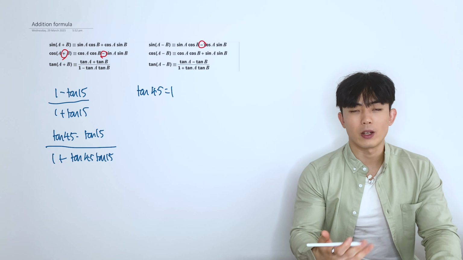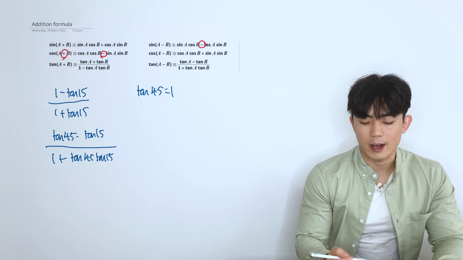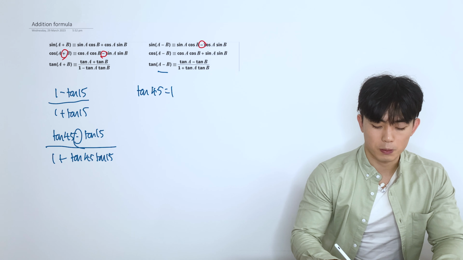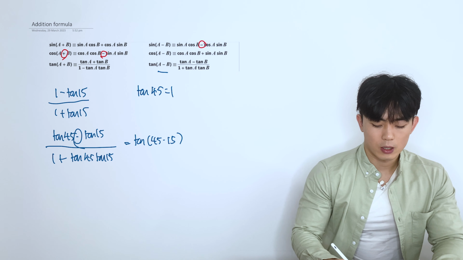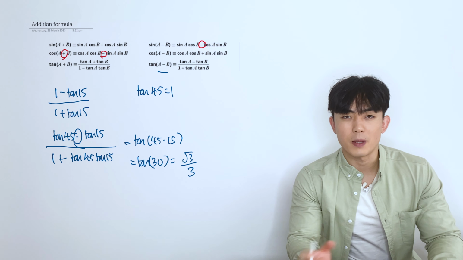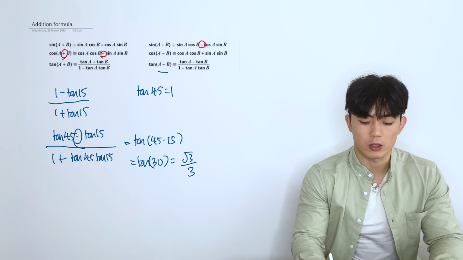Once you've done this, now it looks somewhat similar to the addition formulas. So it's going to be tan A plus B or tan A minus B. Well, this is a minus, so it's going to be tan A minus B. So it's going to be tan 45 minus 15, which is tan 30 degrees, which is root 3 over 3. So it's just a matter of manipulating it slightly or using the knowledge to make it into a similar form of the addition formula.